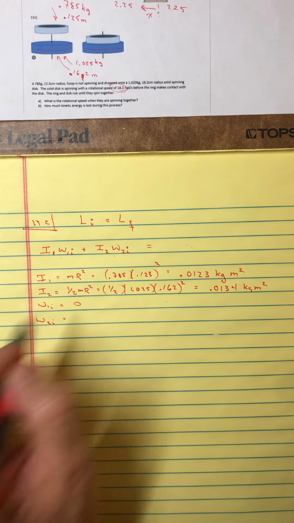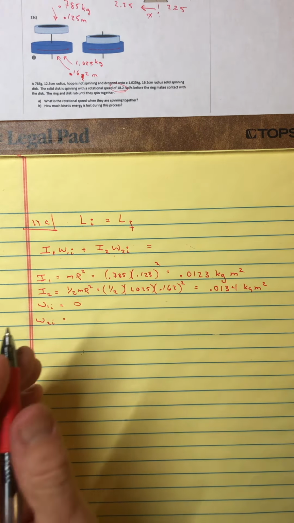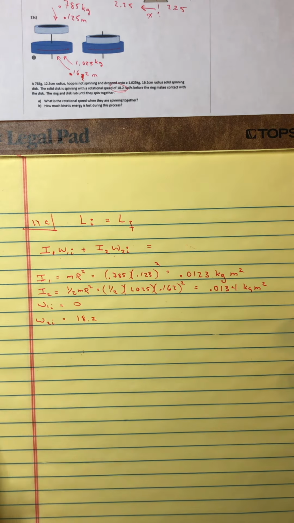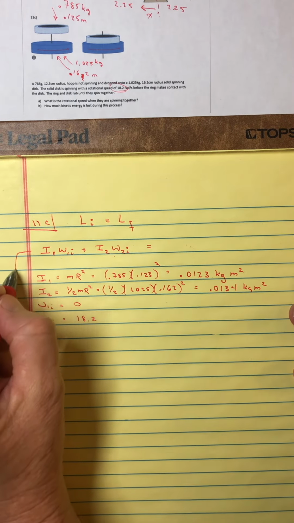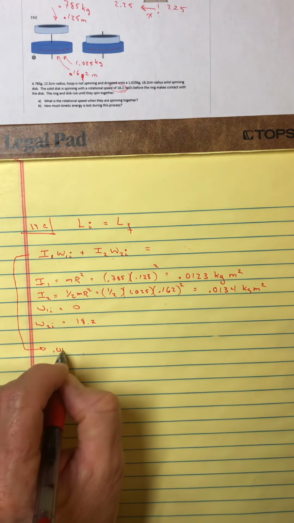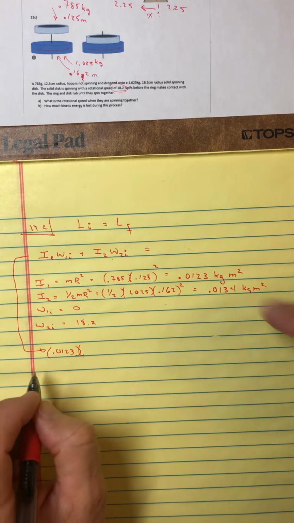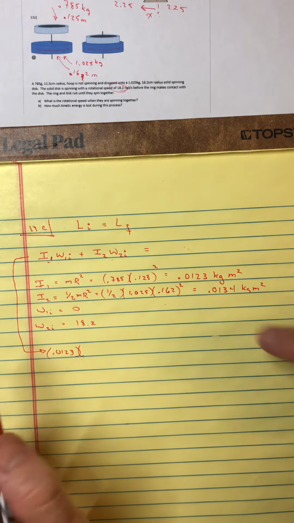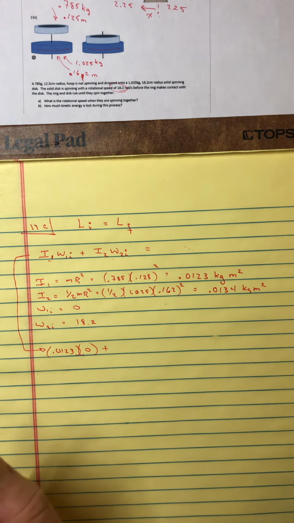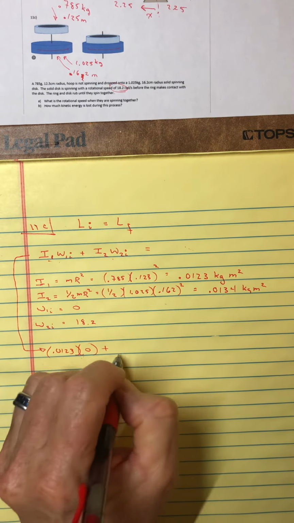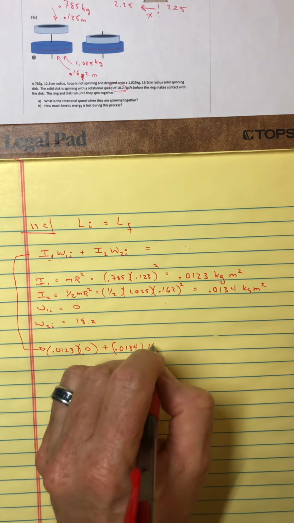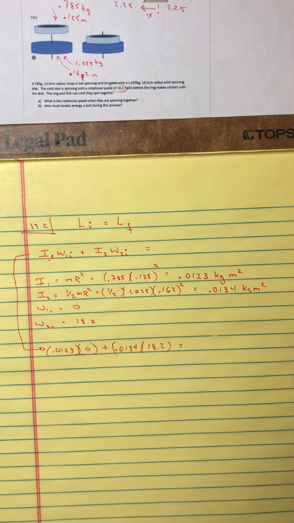Now, initial speed would be 0 because you're holding it in your hand. That's what it says. And, of course, then they gave this one as 18.2. So this first part of our equation then would be this 0.0123 for the moment of inertia of the first object, the hoop, but times 0 means that that term is going to be 0. Then 0.0134 for the inertia of the second one with a speed of 18.2.